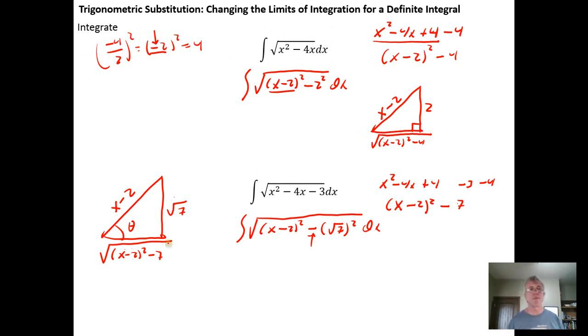So either way, completing the square can be a tool that you need to use to get your integral into a form that allows you to attack it using a trigonometric substitution.